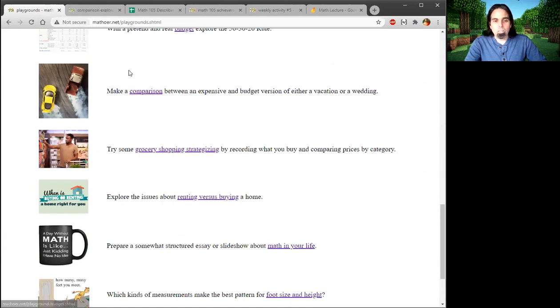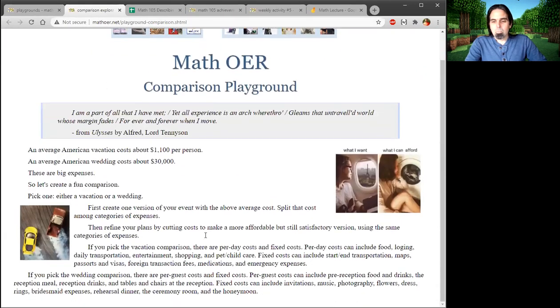A popular one is a comparison. So what I want: fly to Paris. What I can afford: stare at my dryer or washing machine, I guess it is. Anyway, the average American vacation costs about $1,100 per person, or the average American wedding costs about $30,000.